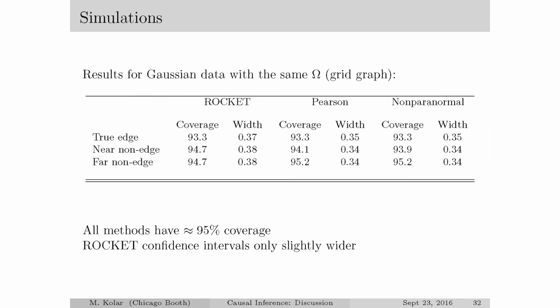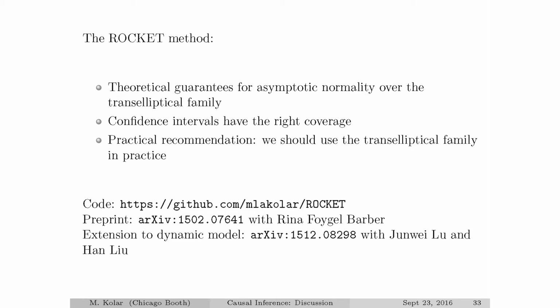So in summary, some of the techniques that Victor talked about can be used to come up with an asymptotically normal estimator in a class of graphical models that is much bigger than Gaussian graphical models. The confidence intervals have the right coverage, and the practical recommendation is that whenever you're trying to learn associations using Gaussian graphical models, you don't really pay any additional price by using something that's robust to estimation in a large class of distributions.